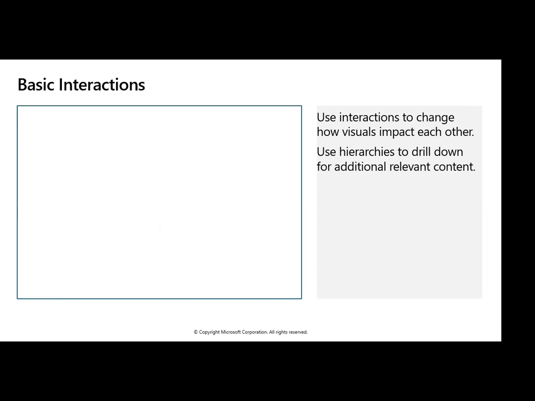Basic interaction uses this to change how visuals impact each other. By changing the look, by changing other things, my feel. So use hierarchy to drill down for additional relevant content. That is what basic interaction is doing. Okay, good. So when you have multiple visuals in the same report page, they will interact with each other. So you should become familiar with the 3 interactions and see how visuals such as components in the product category can be used. So these are the things that they use.